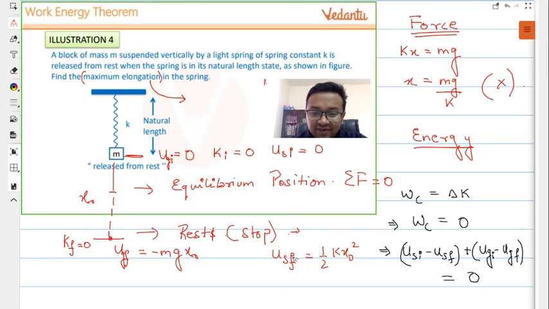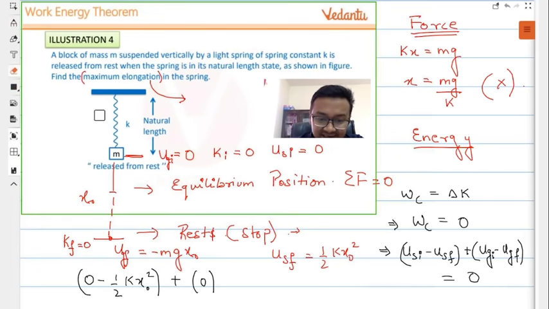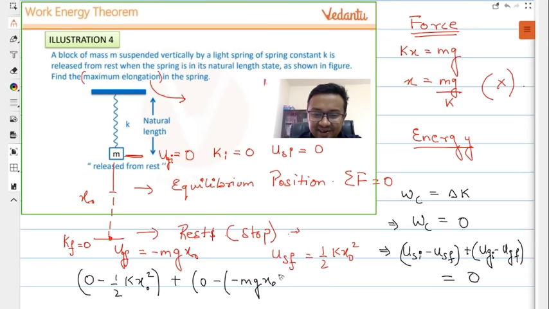If you put down these values, U spring initial is basically zero, so that is zero minus U spring final, which is half k x naught square, plus U gravitational initial, which is zero, and minus U gravitational final, minus mg x naught. Now all that is equal to zero.